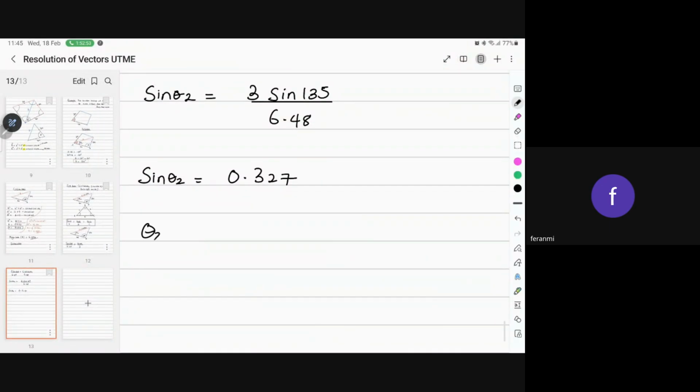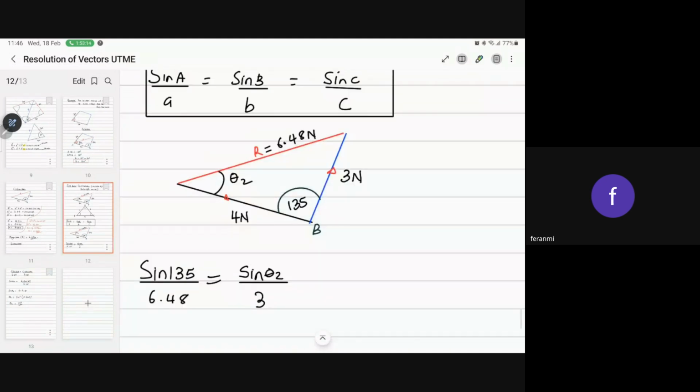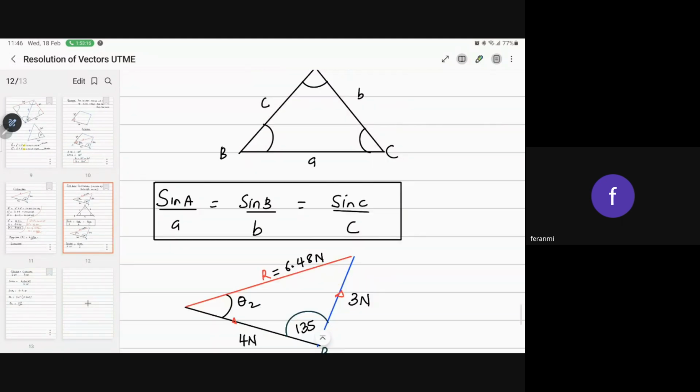So theta 2 will now be equal to sine inverse of 0.327. So shift, but they will not give you something that will take you this kind of angle. I'm giving the difficult one so that it will be easier as time goes on. So that will give us 19 degrees. So the angle between them is going to be what? 19 degrees.